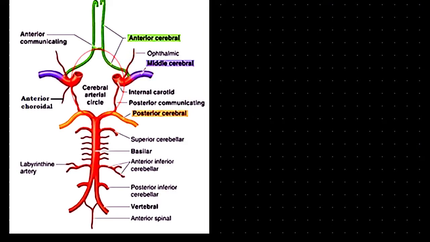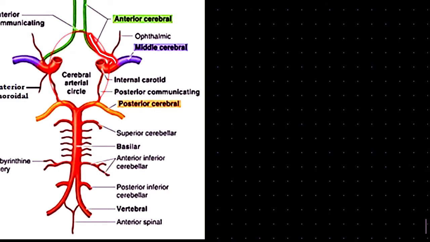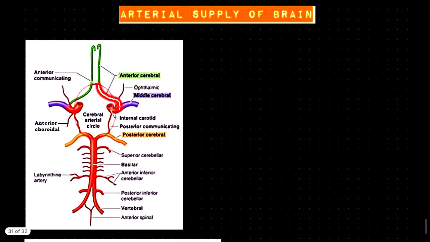Now talking about the branches of this internal carotid artery. What are the branches? The first one is our what? This is our anterior cerebral artery. As you can see, this is our anterior cerebral artery. Now as the name suggests, it will supply the anterior cerebrum. Similarly we have middle cerebral artery, right?